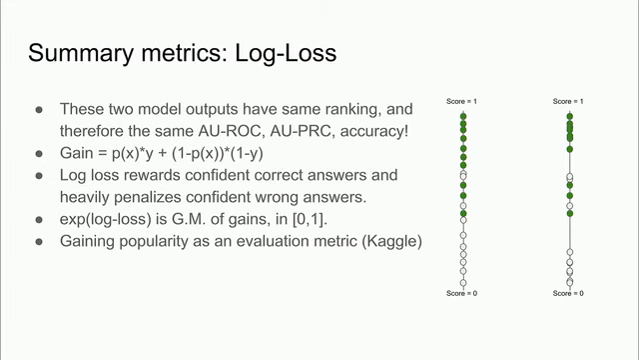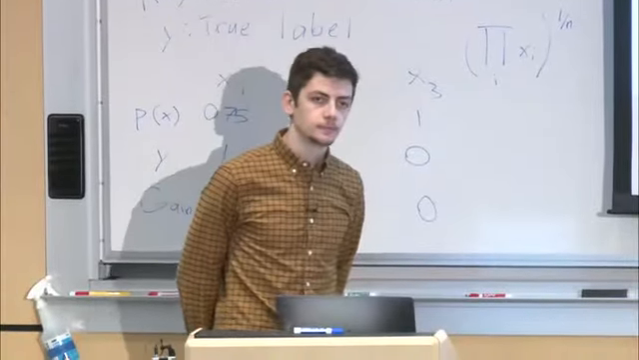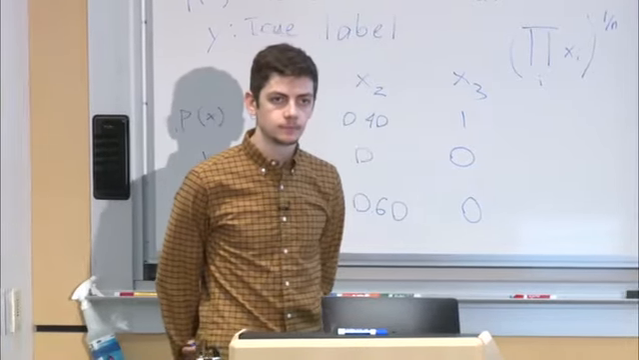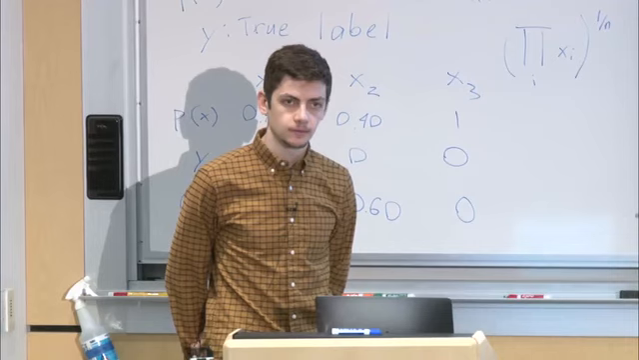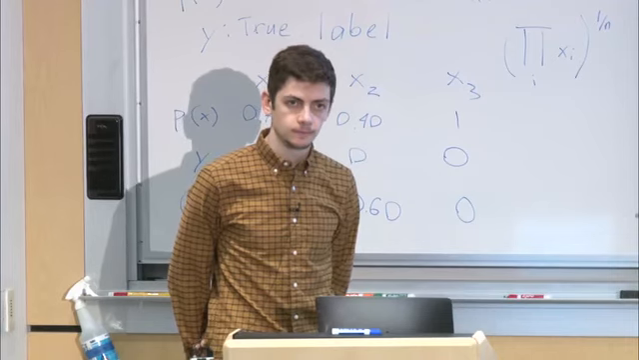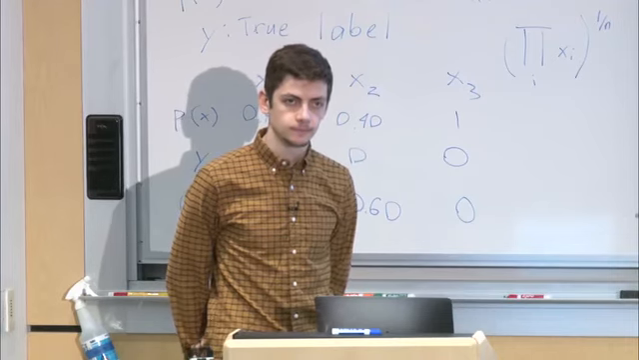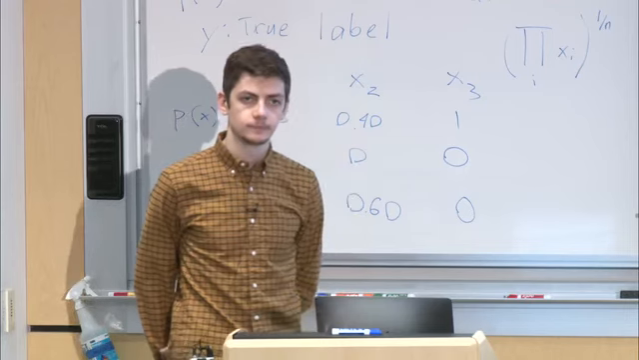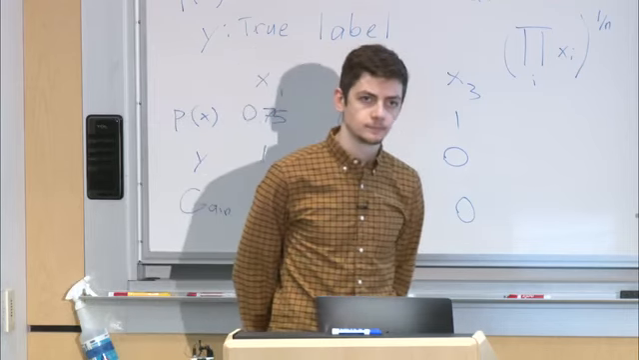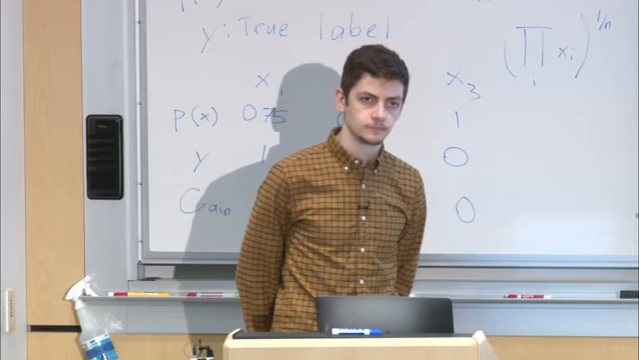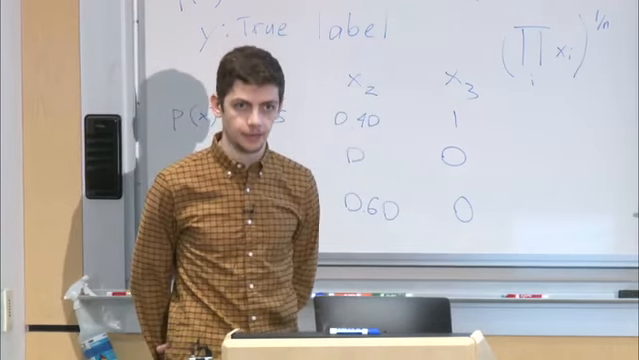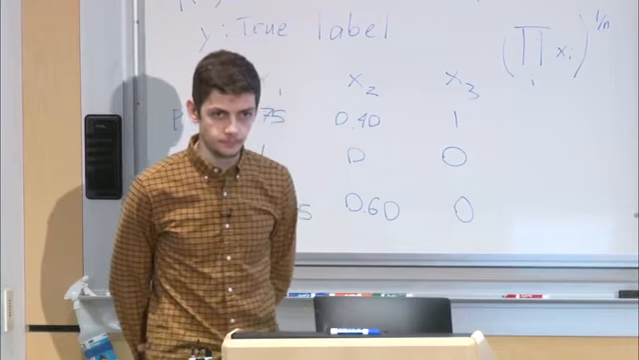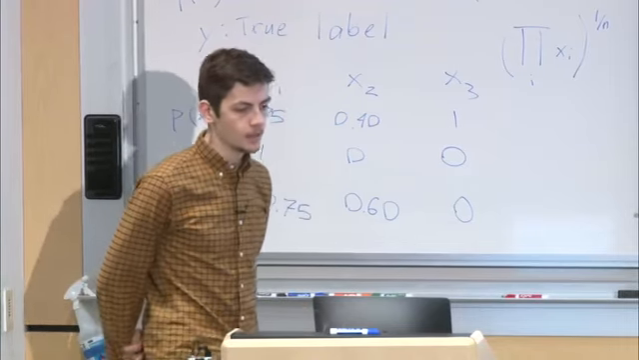Any questions about log loss? Yep. I guess in the analogy to betting, it seems like your gain is defined by 1 minus whatever you bet. So for x2, your gain would be 0.6. Seems counterintuitive. If that meant that you only had a 40% chance of it being positive, why wouldn't you have bet nothing? Why would you bet 40 cents?